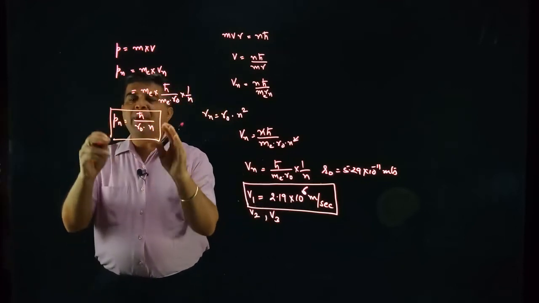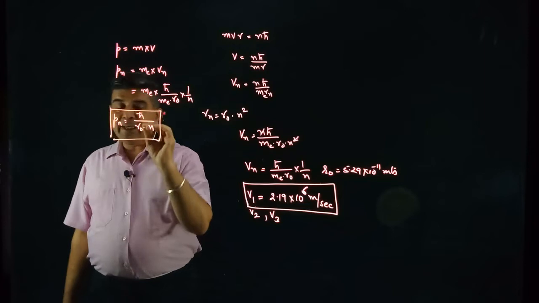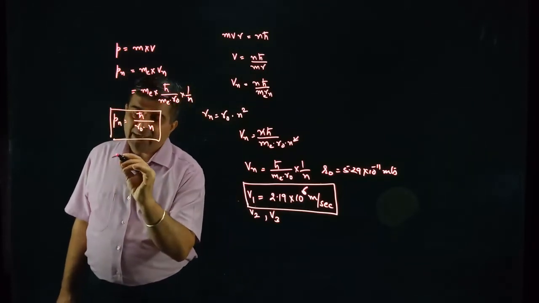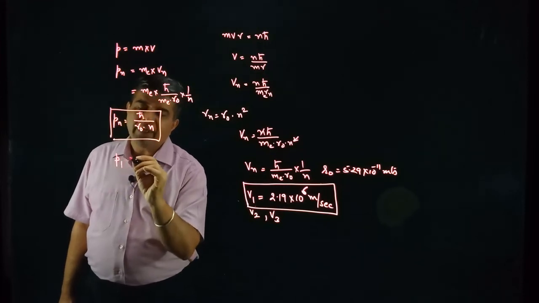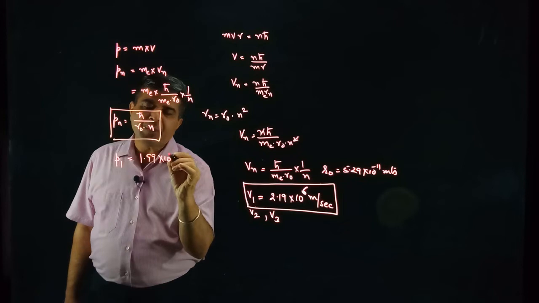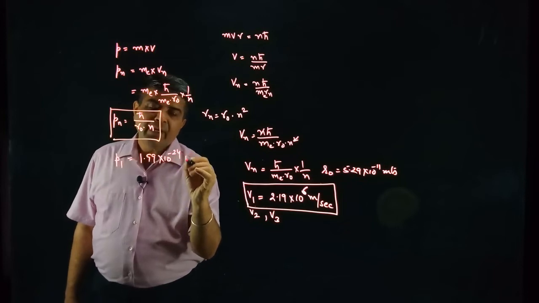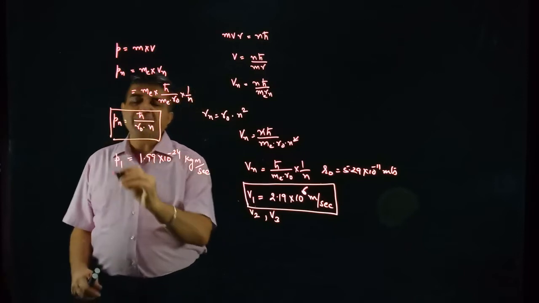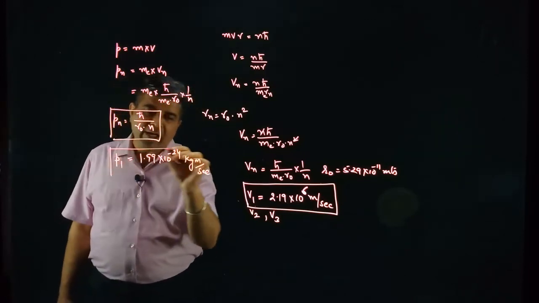So using this formula, we can calculate linear momentum for any orbit in a hydrogen atom. If I am calculating linear momentum for the first orbit, the value would be 1.99 into 10 raised to power minus 24 kg meter per second. So this would be the linear momentum, and this is an important value.